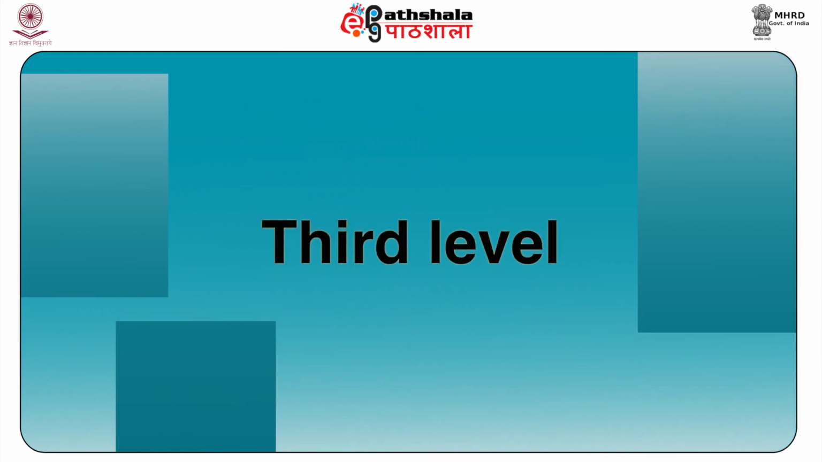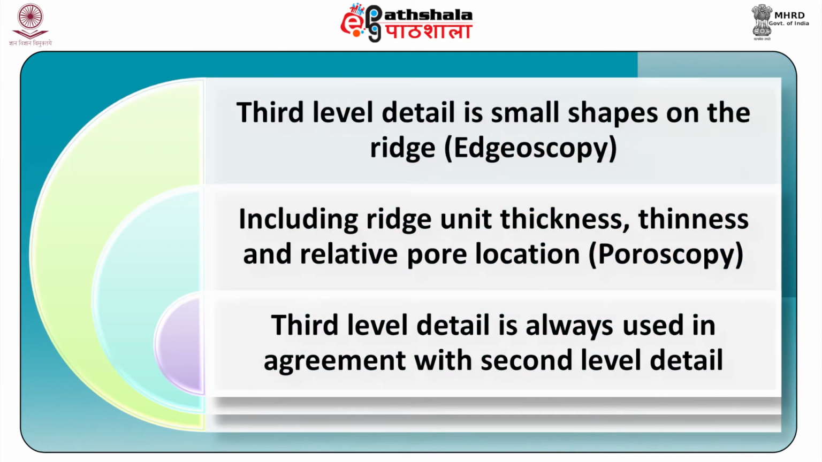Next is the third level. Third level detail is small shape on the ridges, that is edgeoscopy, including the ridge unit thickness, thinness and relative pore location, that is poroscopy. Third level detail is always used in agreement with second level. This is the additional aspect that experts are expected to look for. As mentioned, it is used along with the second level.